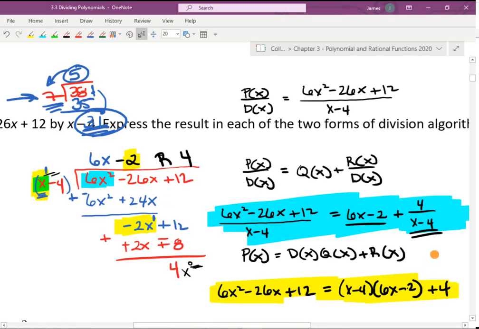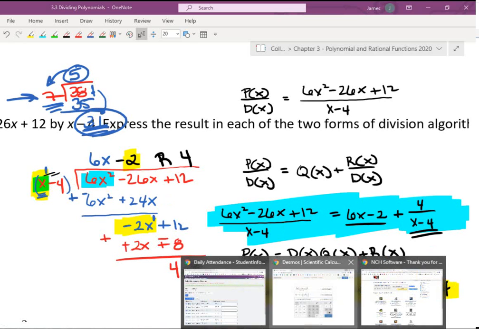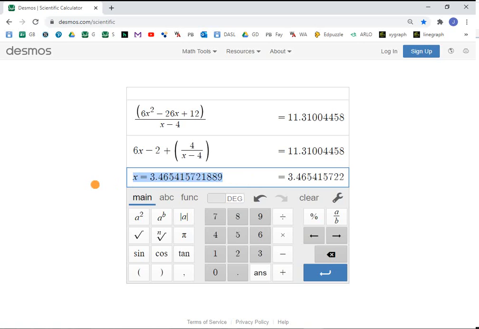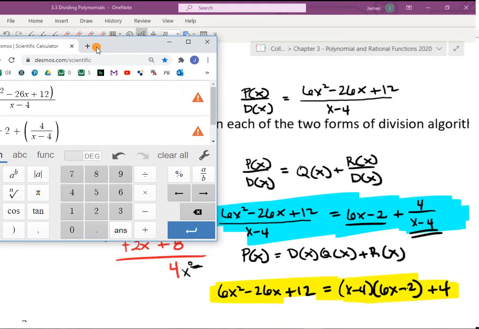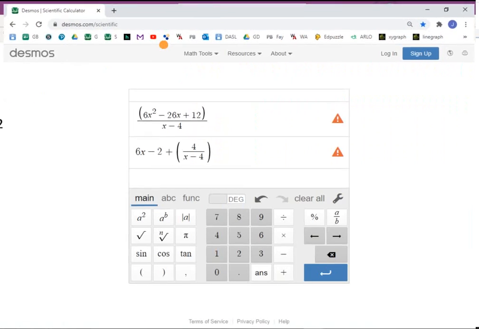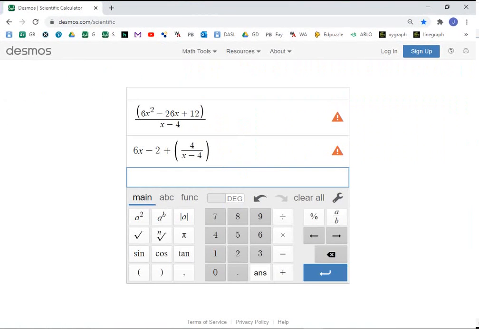Let's take just Desmos real quick. I think I've got it plugged in already. So this is P of x divided by D of x. And then this is Q of x plus my remainder over D of x. And just to show, so it's what I've got highlighted there in blue, just to show that they are equivalent, choose an x value.